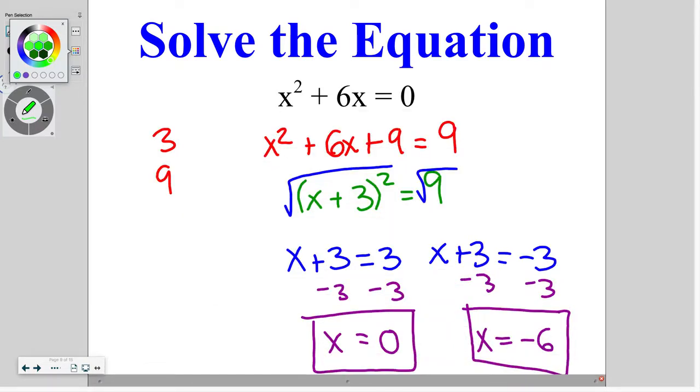Cutting 6 in half, you get 3. Squaring that is 9, adding 9 to both sides. Then taking the square root, setting it equal to +3 and -3, you get an answer of 0 and -6.